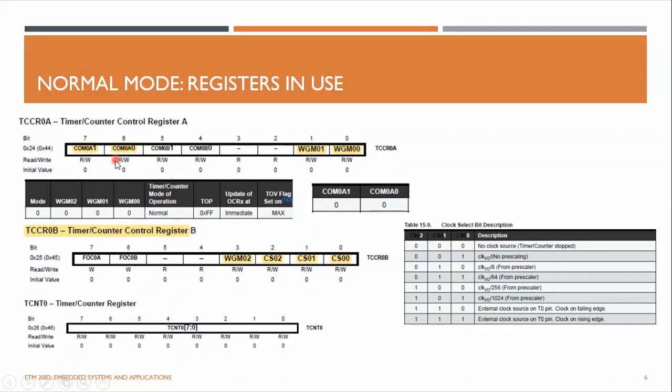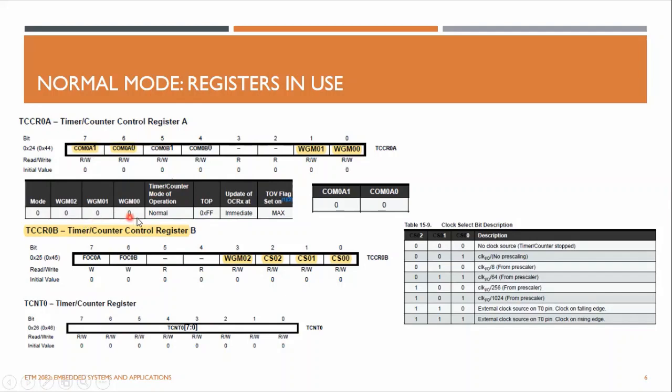Now this is where you use COM0A1 and COM0A0. Those are used for other applications. If you are using the normal mode, by default everything is 0, so you don't need to worry about anything. In TCCR0A, initially all the bits are 0, which means it is in normal mode, right? You are not setting any bits there.